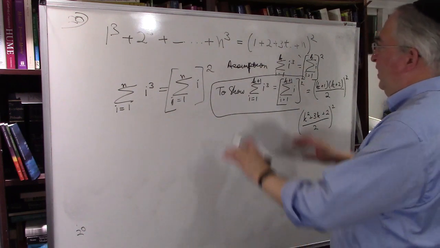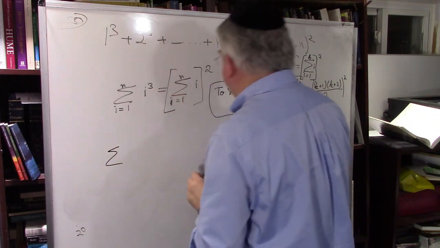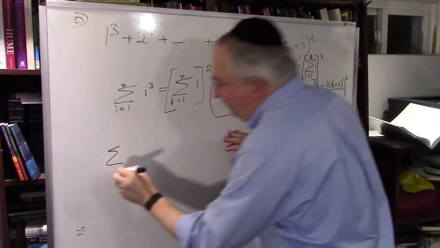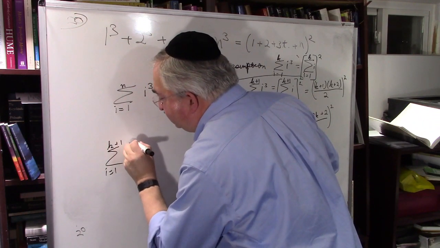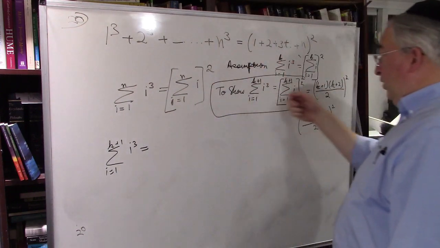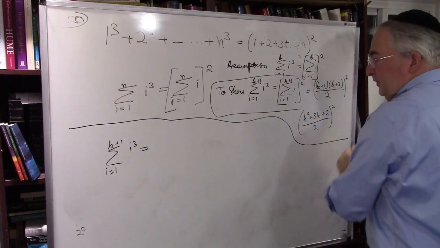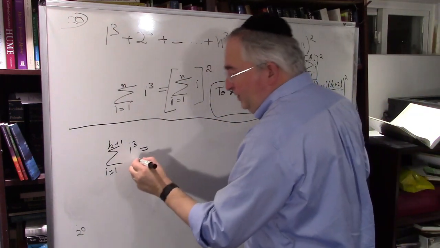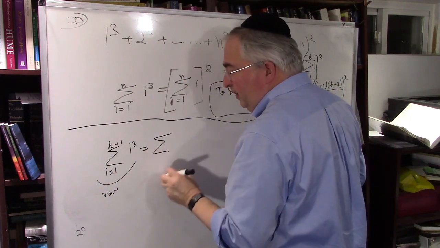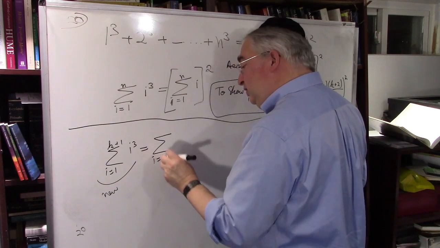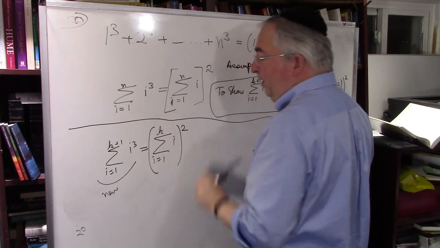So let's do it. Okay, we have our assumption. We want to do this. So this is basically equal to the sum of i equals 1 to k plus 1 of i to the third. Now we want to work it out and see that it gets to that. So this is the hard part. This is the new, and I'm going to write the new in terms of the old. The sum of i equals 1 to k of i, the whole thing squared.